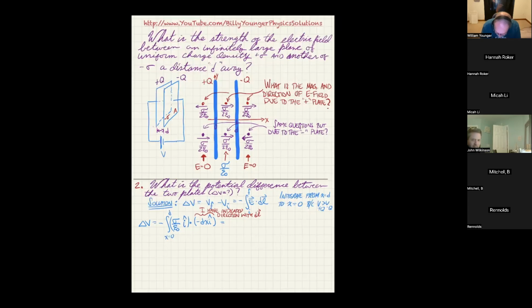So what I end up getting is the negative times a negative gives me a positive. The sigma over epsilon naught is just a constant. And I have the integral from 0 to D of dx times I hat dot I hat, which you all know is, of course, 1. Now, the integral from 0 to D of dx is just x evaluated at D minus x evaluated at 0. So we end up getting sigma D over epsilon naught, and that's what our voltage difference is. Any questions on that?